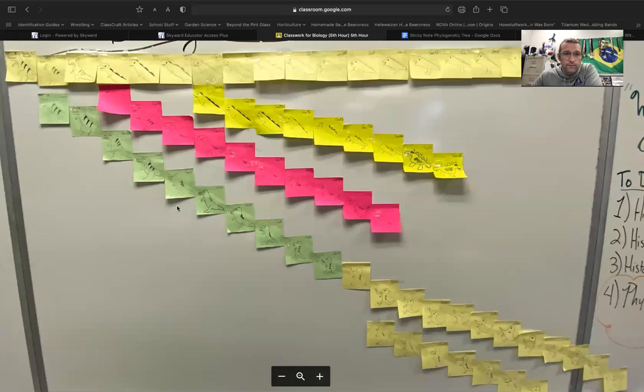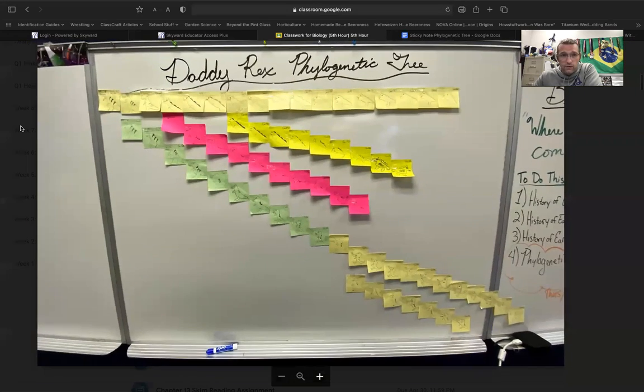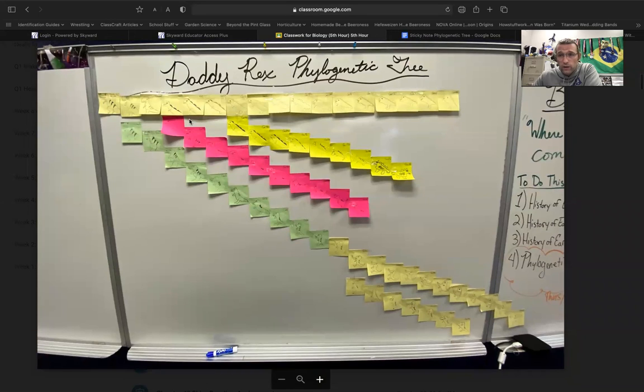And Daddy Rex is the common ancestor, the original dinosaur ancestor, the great granddad of every single thing living on this board. So everything that came after him, he's the grandfather of. You can see by the end, we have a bunch of different species of animals. Even though these are all different species, great times 100 granddad is right there. So this is what we mean by a common ancestor.